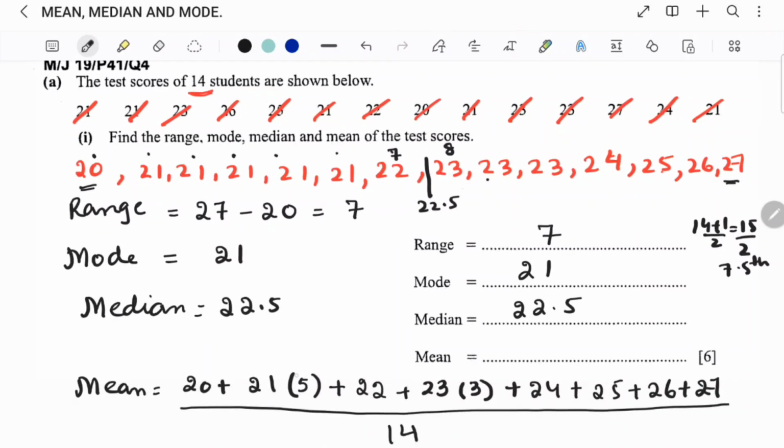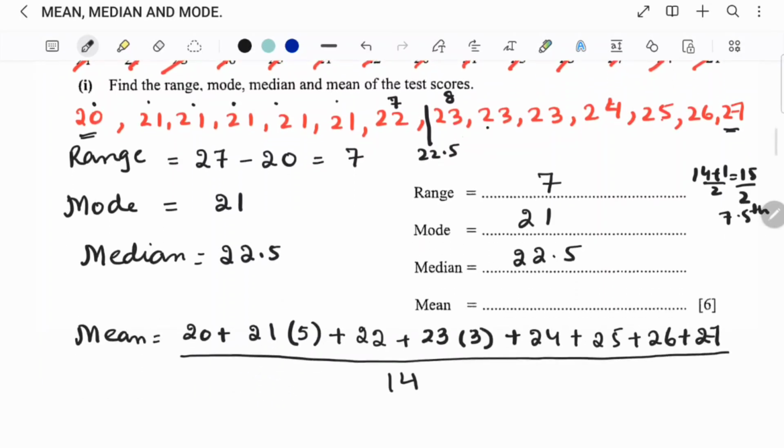And then divide by 14. Count: 5, 6, 7, 8, 9, 10, 11, 12, 13, 14. So there are 14 numbers. You just add it together with the calculator. I've already added. So that is equal to 318 divided by 14, and then you get 22.71, or 22.7 is the mean in this question.